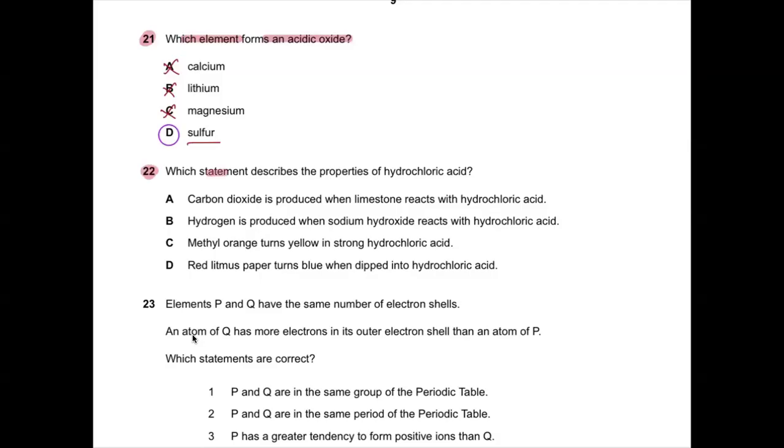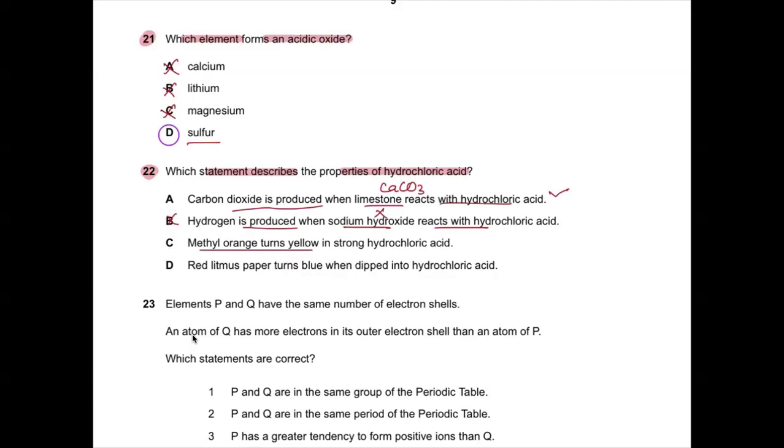MCQ number 22, which statement describes the properties of hydrochloric acid? It's an acid. So carbon dioxide is produced when limestone reacts with hydrochloric acid. Yes, it does, because limestone is calcium carbonate and they react. Hydrogen is produced when sodium hydroxide... No, when just sodium reacts with the hydrochloric acid, then we can get hydrogen gas.